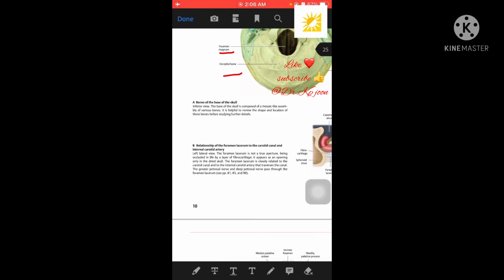A part is the bones of the base of the skull, so it is the inferior view. The base of the skull is composed of a mosaic-like assembly of various bones. It is helpful to review the shape and location of these bones before studying further detail.